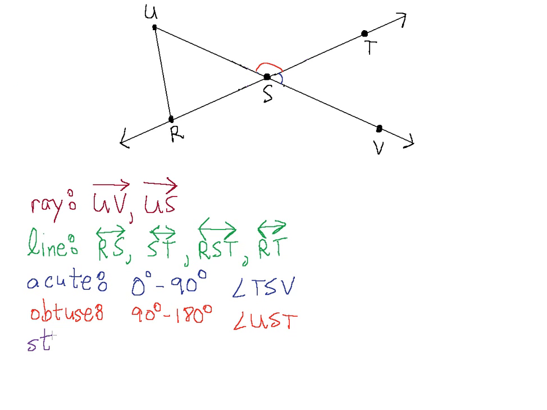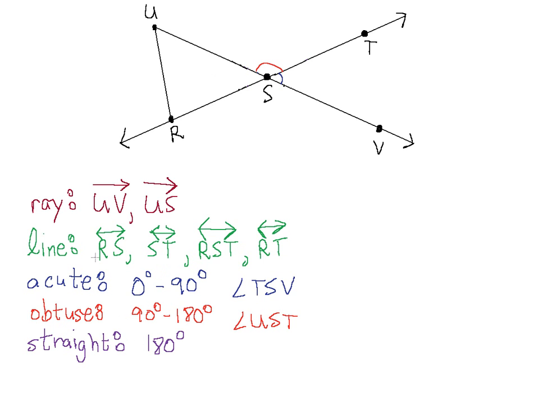Next one we want to find a straight angle. Now a straight angle is another special angle, just like a right angle, but a straight angle is an angle that has a measure of exactly 180 degrees. Now these are very simple to find. A straight angle just looks like a straight line.